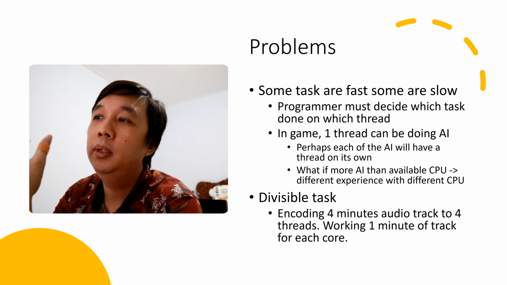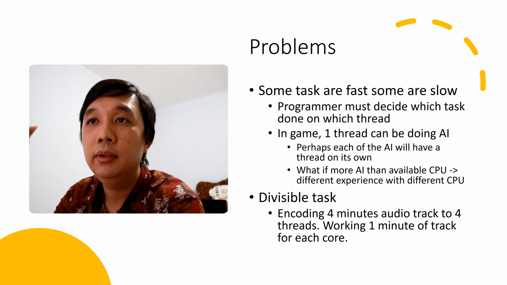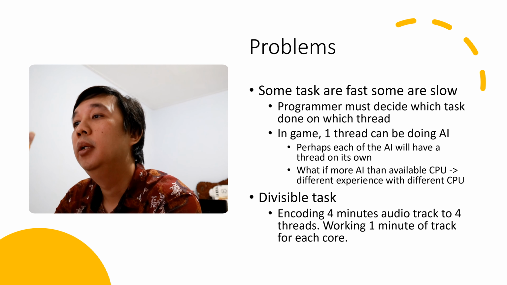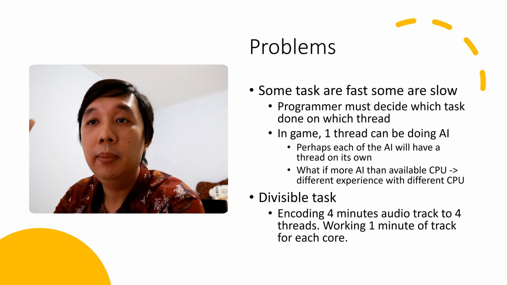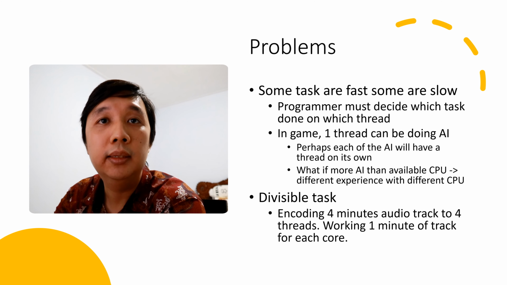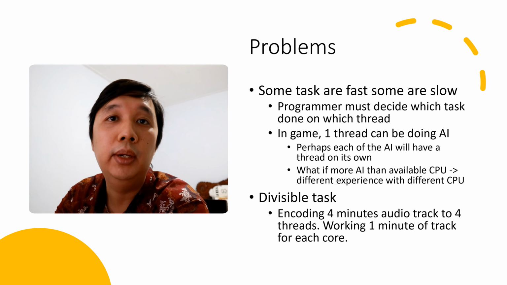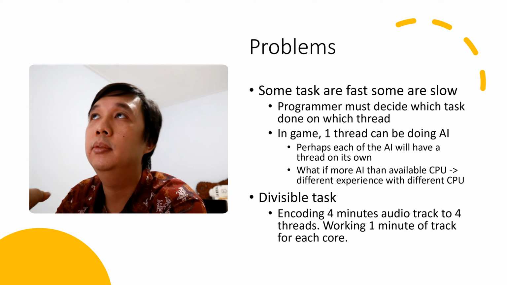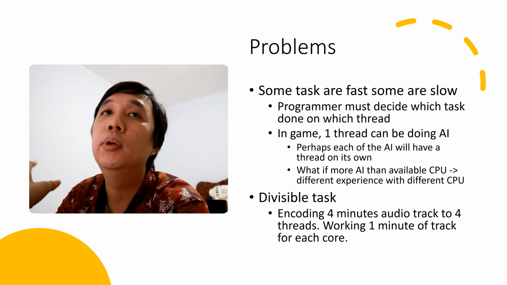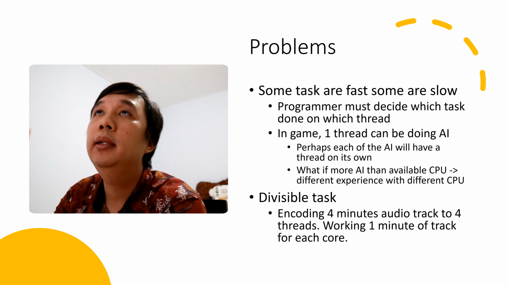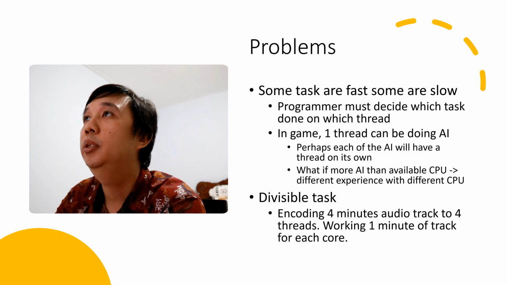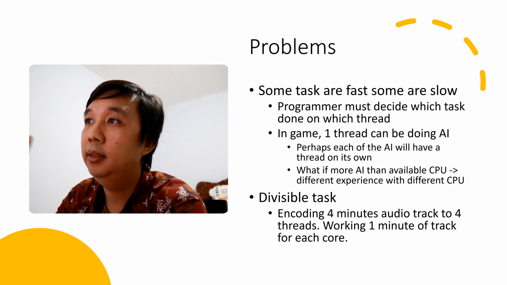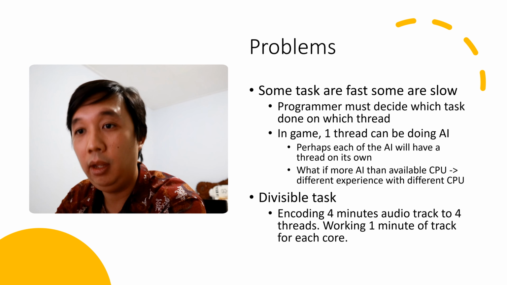There are certain problems related to multi-threading. The hardest thing is how you divide the threads for your program. For example, when you are making a program, there are certain tasks done by threads, and some tasks are really fast, some tasks are really slow, or there are tasks that are always active. Generally speaking, you should separate a thread for a task that always exists, always running.